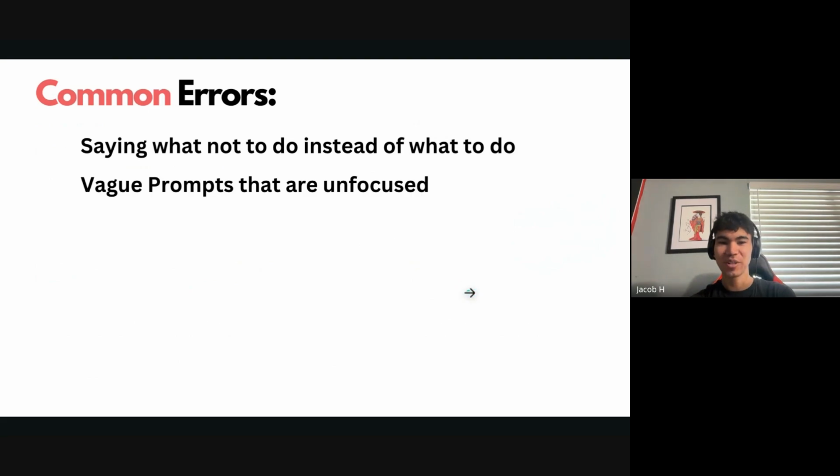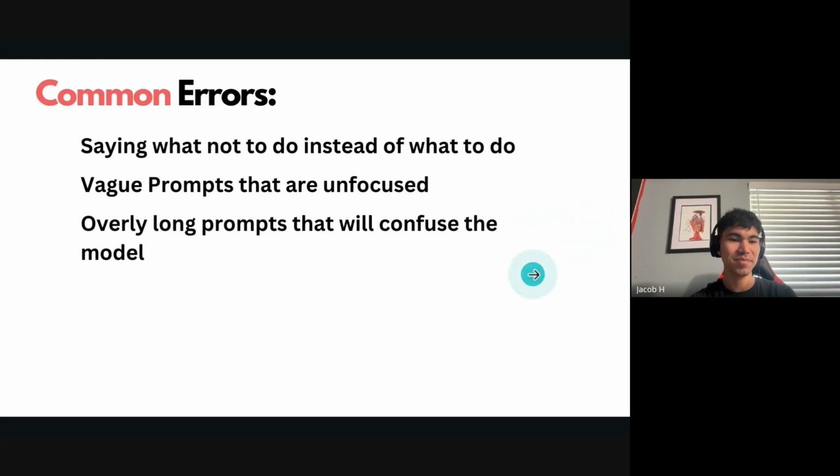Saying what not to do instead of what to do. This has actually been shown to produce more errors and hallucinations when we say what not to do, right? So let's say the output's too long. We don't want to say, don't do this. We want to say, do this instead. So make it more concise and clear instead of saying, please do not make it super long. It'll actually confuse itself a bit sometimes, adding more hallucinations. So make sure to say what to do.